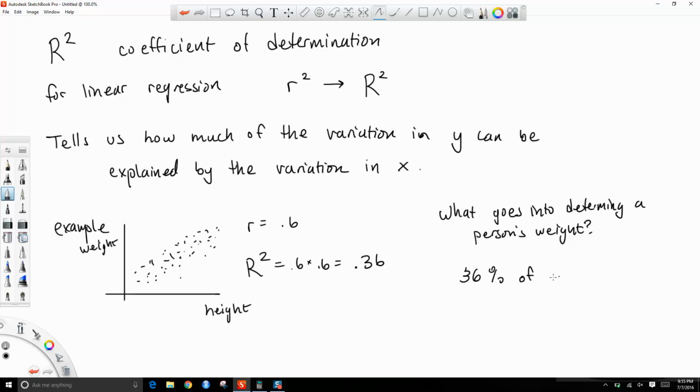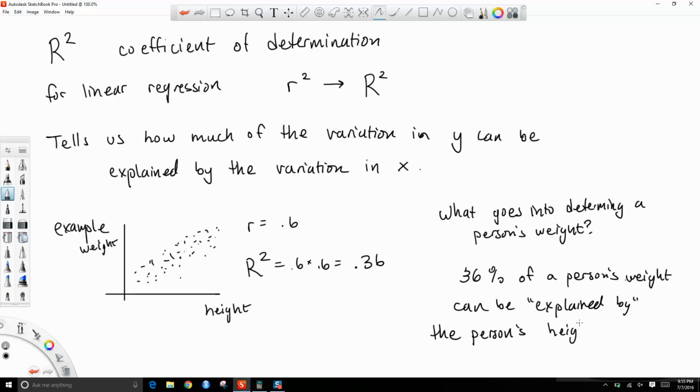36% of a person's weight can be explained by the person's height. Again, this is not a cause and effect relation, but just knowing someone's height gives us information about the person's weight, but only about 36%, because there are lots of factors that go into determining someone's weight.